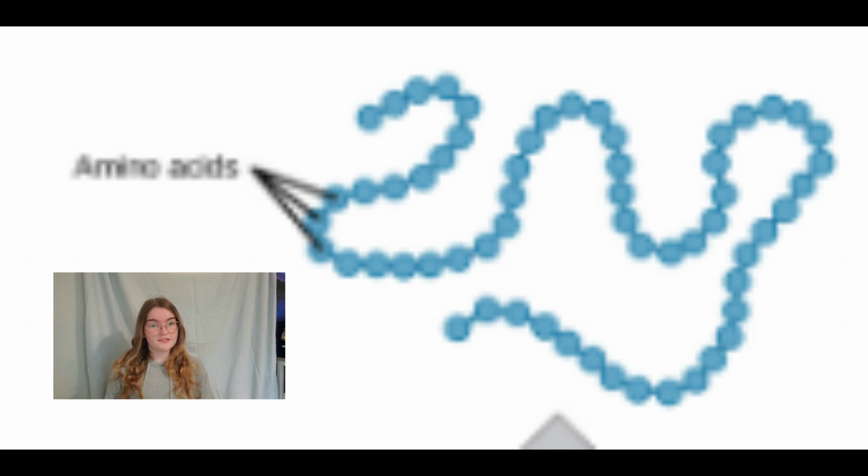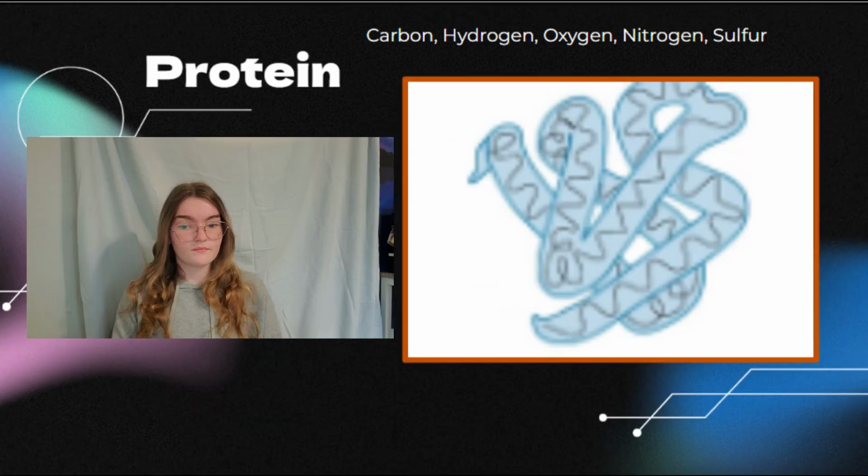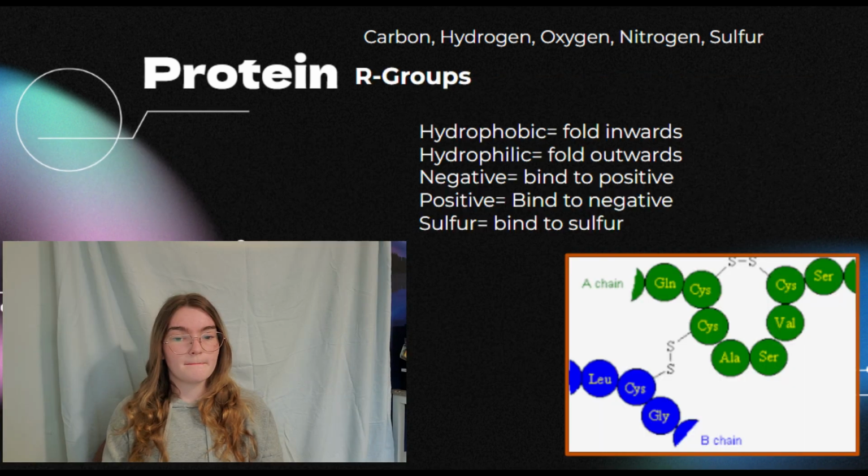You need to know the 4 steps to structuring a protein. The first is the primary structure. This is linear and it looks like this. The secondary structure, which looks like this, is formed with hydrogen bonds. The tertiary structure, which looks like this, is caused by the interactions between the R groups. R groups can be hydrophobic and nonpolar, hydrophilic and polar, and have a positive or negative charge.